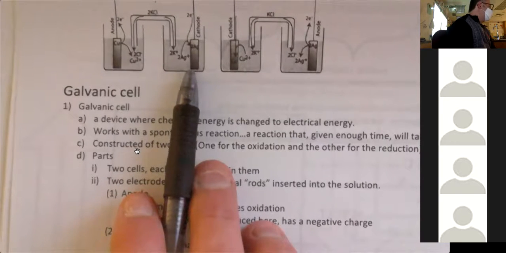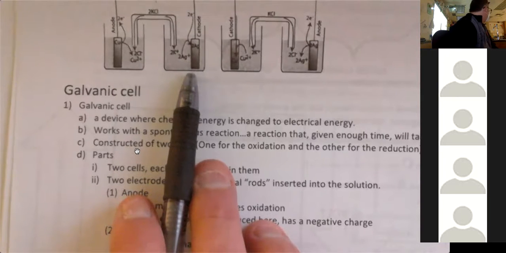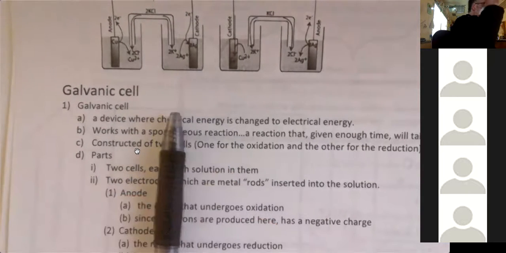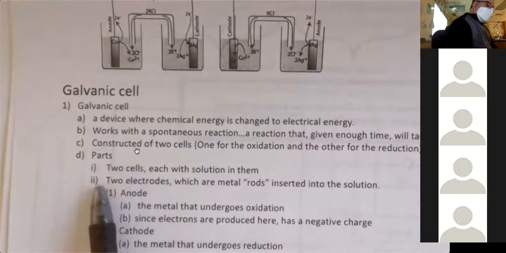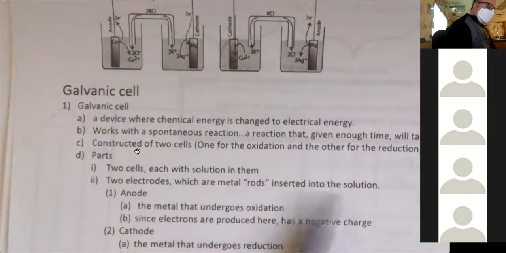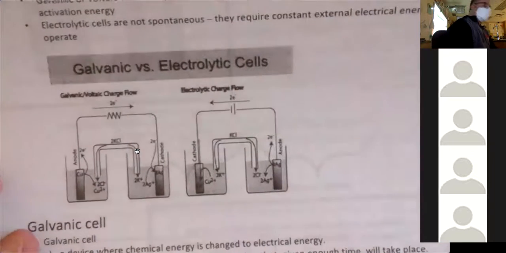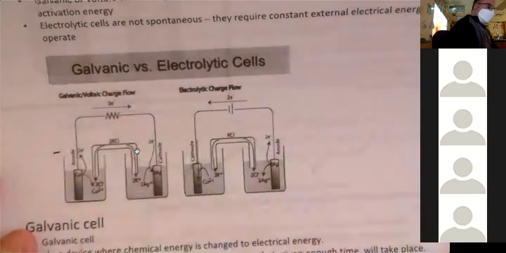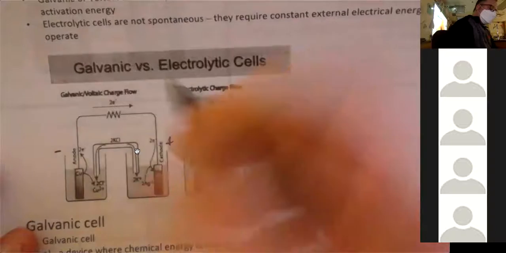In a galvanic cell, what can we do for that? Anode starts with A and oxidation starts with O, and they're both vowels, right? If you're trying to figure out a way to remember it. 2 cells with solution in them, 2 electrodes that are metal rods inserted, anode, the metal that undergoes the oxidation. Yes, covered, since electrons are produced here, negative charge. Yes, that's a good point. So if you're looking at a terminal of a battery, the anode is the negative and the cathode is the positive. So a cat.